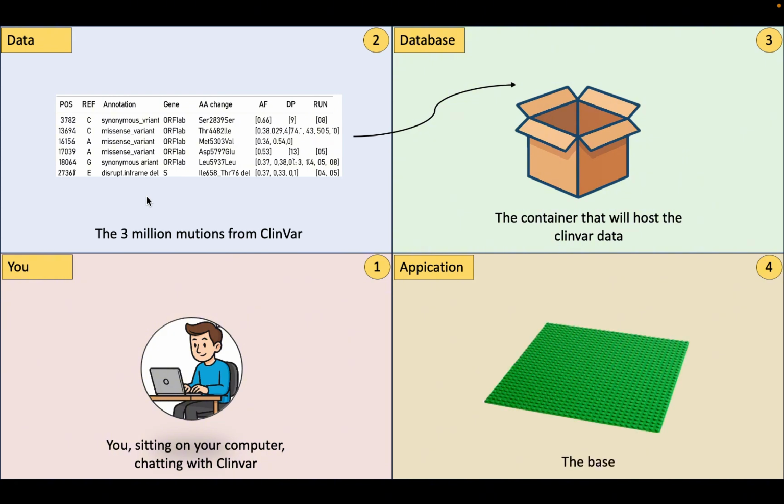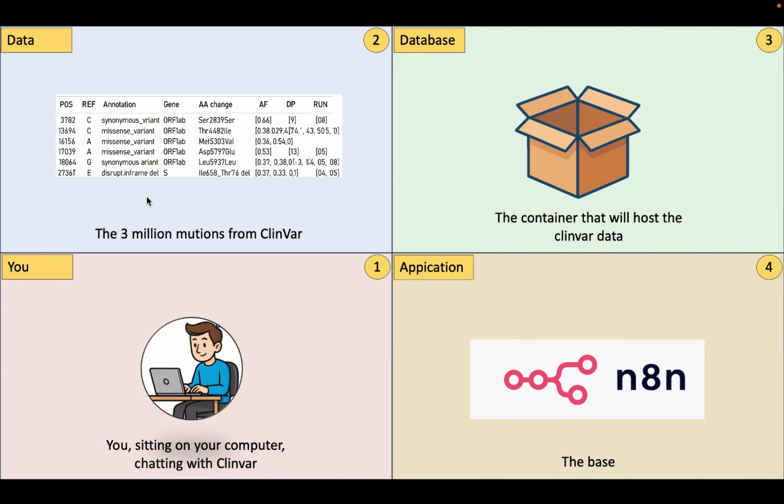And the last thing is the base. So the base is the place where you will be building everything on top of it. The base is the place where it will be interacting with the database, and you will be interacting with this base to speak with ClinVar and ask questions. So this space, actually, it is n8n. So this is a place where we will be building our workflow, and you can access it by going to n8n.io.